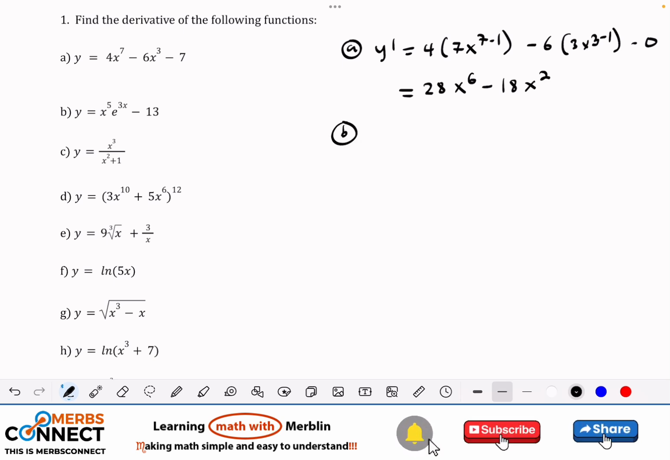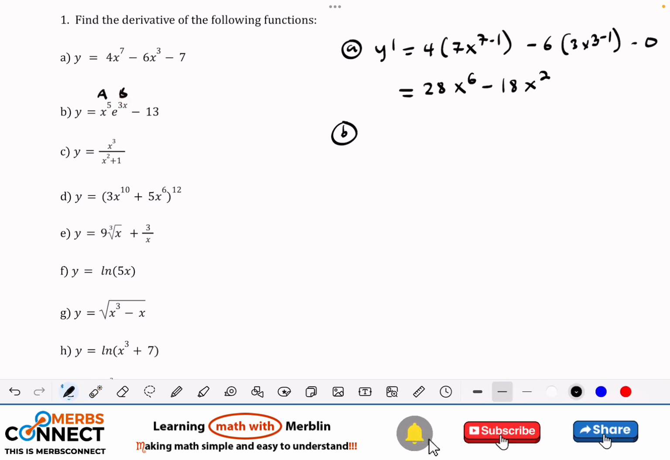Let's take B. Now B, we have this function here that we want to differentiate, but we can see that the first function here needs the product rule because we have x to the power 5 and then e to the power 3x. Don't mind this constant here because when you differentiate it, we are going to get 0. So what I'm going to do is let this one be a and this one be b.